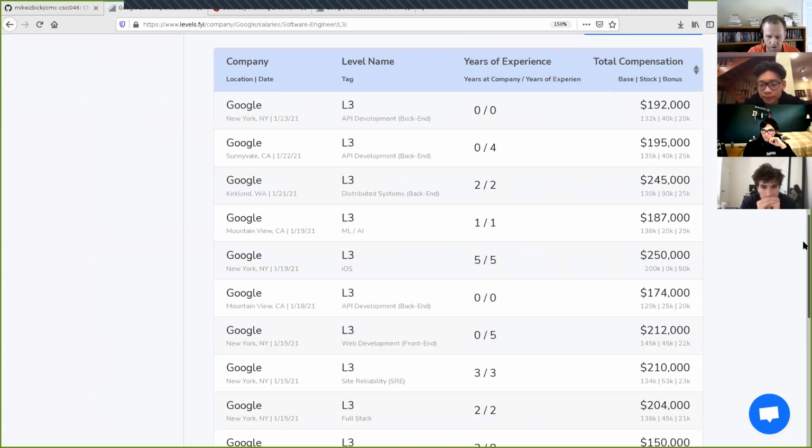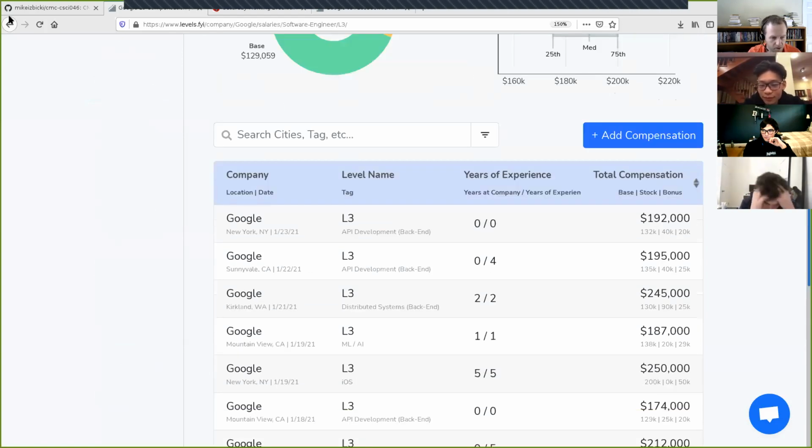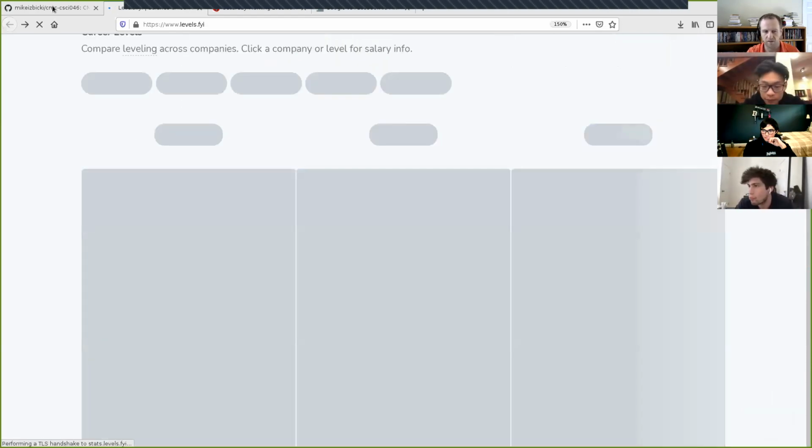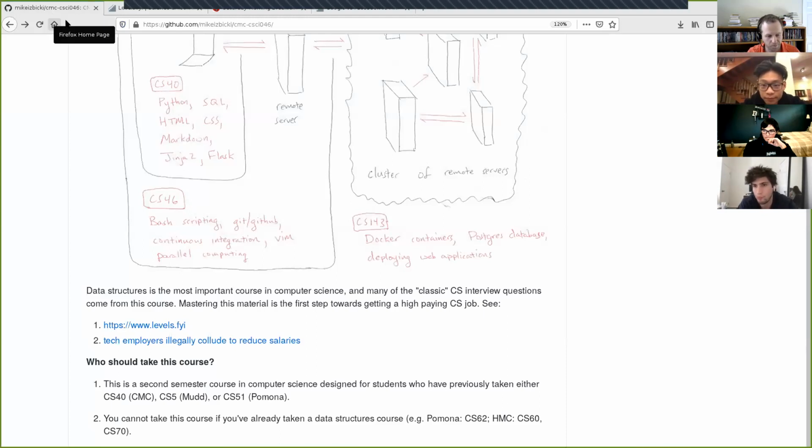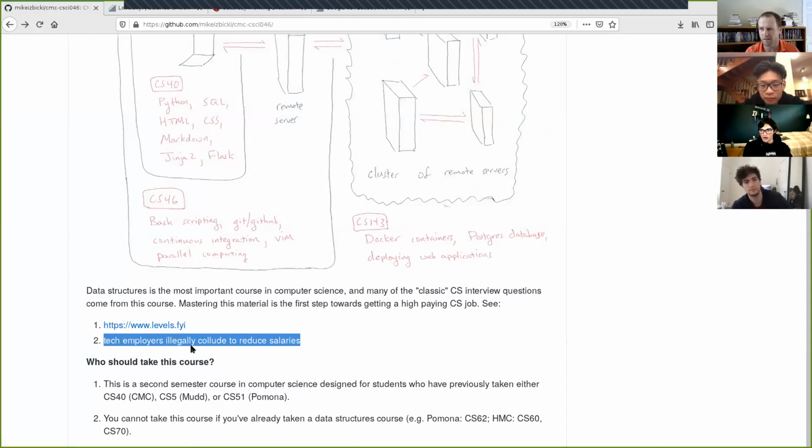And so on. You can look through this as much as you'd like on your own time compared to other companies, but you'll see that the salaries are in general pretty good. And another thing that I like to point out is those salaries are great even though tech employers are illegally colluding to reduce your salaries. So my prediction is that over the next 5 to 10 years, when you all are getting into the market, those salaries are just going to be going up.